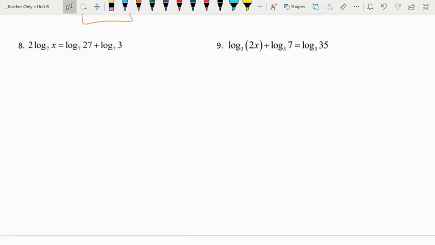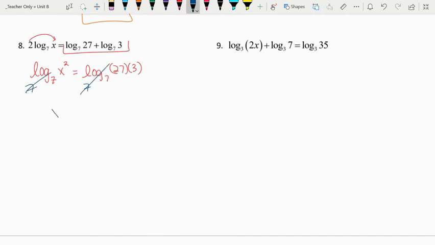Last 2. On number 8, the left side, I notice that I can pull that 2 up. So we have log base 7 of x squared. On the other one, we can combine these to be log base 7 of 27 times 3. So when we exponentiate both sides, we get x squared equals 81, because 27 times 3 is 81. Square root both sides, and x equals plus or minus 9.